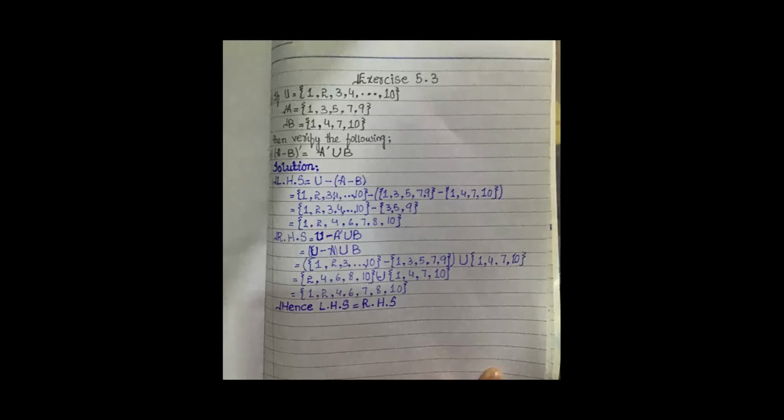Then 1 will be cut with 1, and 2 remains in the universal set. As we are subtracting A from the universal set, we will only write the universal set's numbers, not A's, because we are separating the universal set from set A. Then we are going to find its union with B. Here we have 1 and 2, then 4, then 6, then 7, then 8, and then 10.